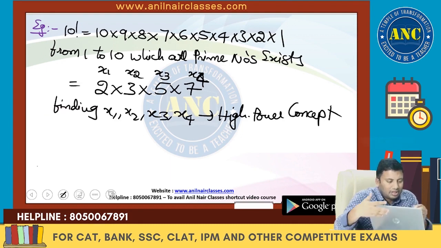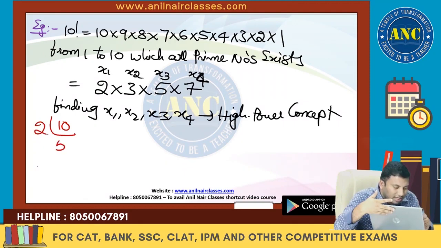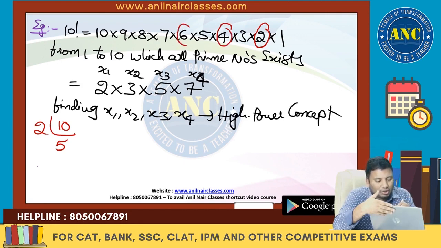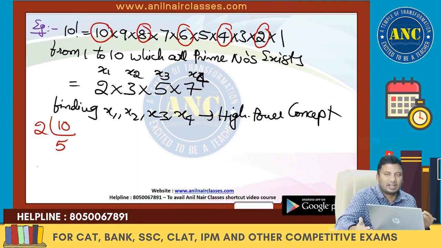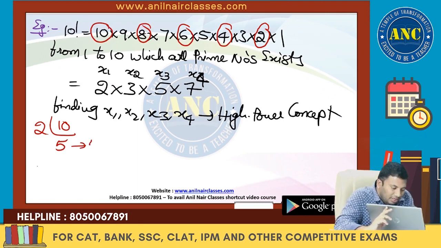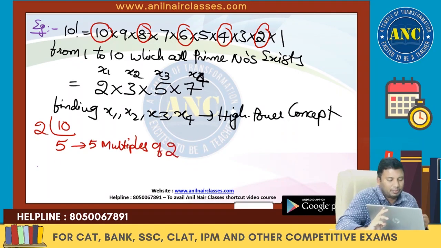First divide, take this 10. 2 5s are 10. What do you mean by 2 5s are 10? 2 1s are 2, 2 2s are 4, 2 3s are 6, 2 4s are 8, 2 5s are 10. There are 5 multiples of 2.